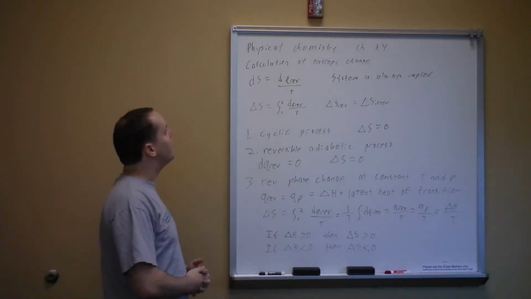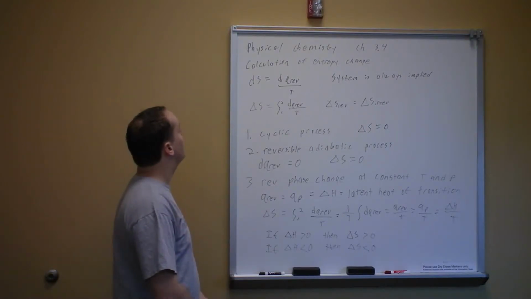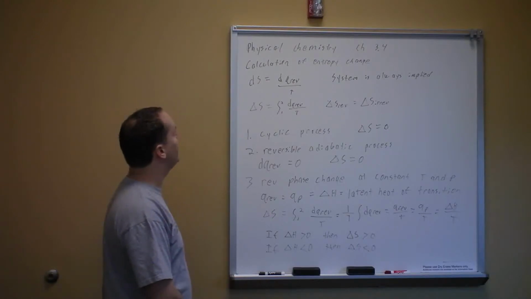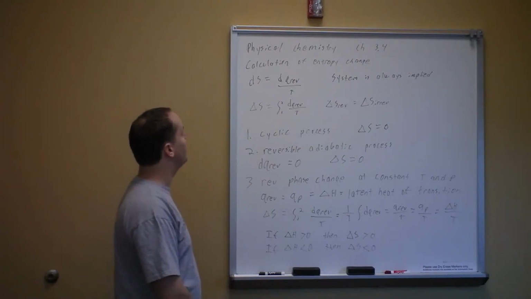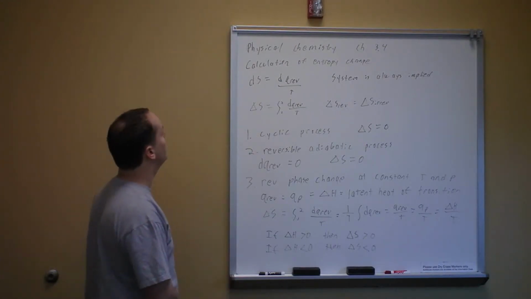Continuing on chapter 3 of physical chemistry, we're just now starting section 4 of chapter 3. We're talking more about entropy, and now we're going to come up with ways to calculate the entropy change for different types of processes, just like we did for state functions near the end of chapter 2.